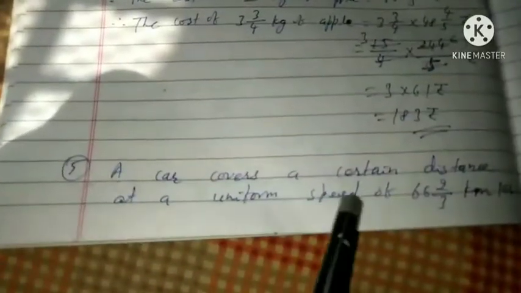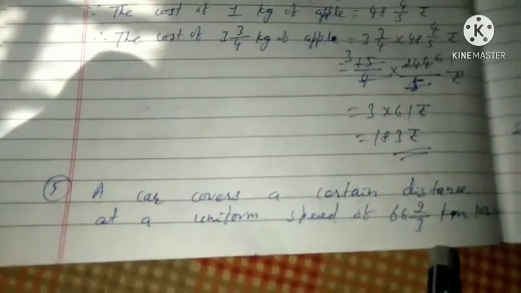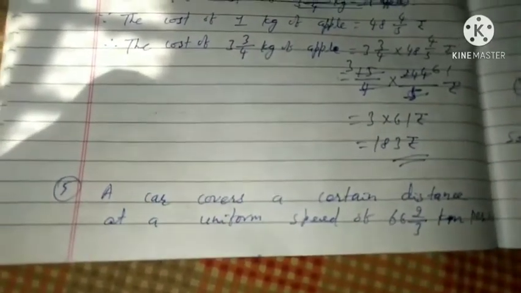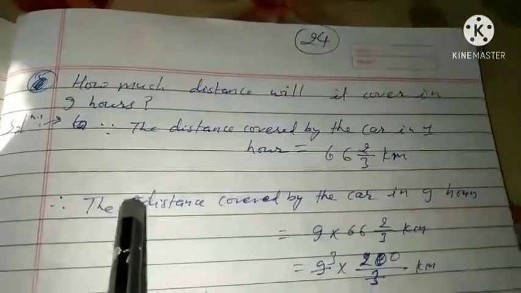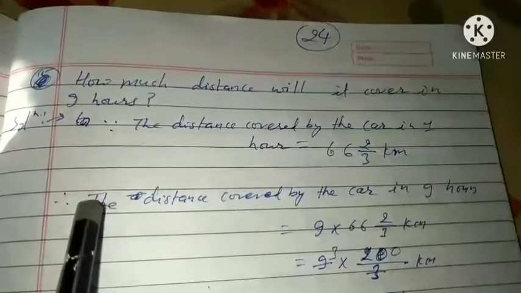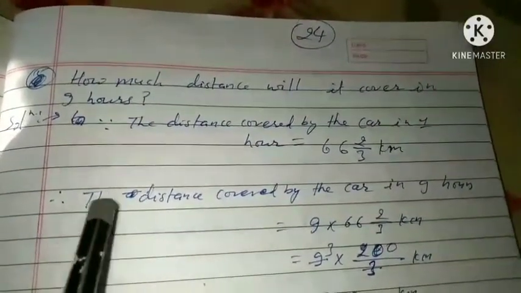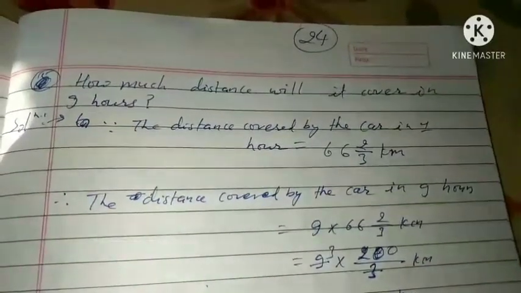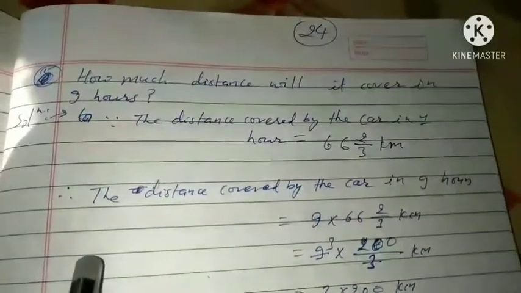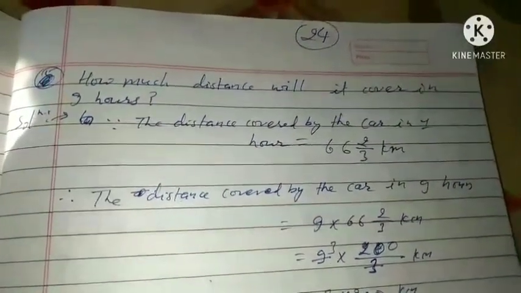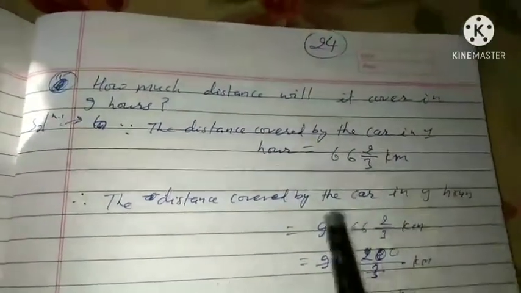Next, a car covers a certain distance at a uniform speed of 66 and 2 by 3 km per hour. How much distance will it cover in 9 hours? So we have been given a statement in the question. It's been given that the uniform speed of the car is 66 and 2 by 3 km per hour. We have to find the distance covered in 9 hours, right? Since the distance is to be found in kilometers, that has to be kept on the right side of the equal sign.